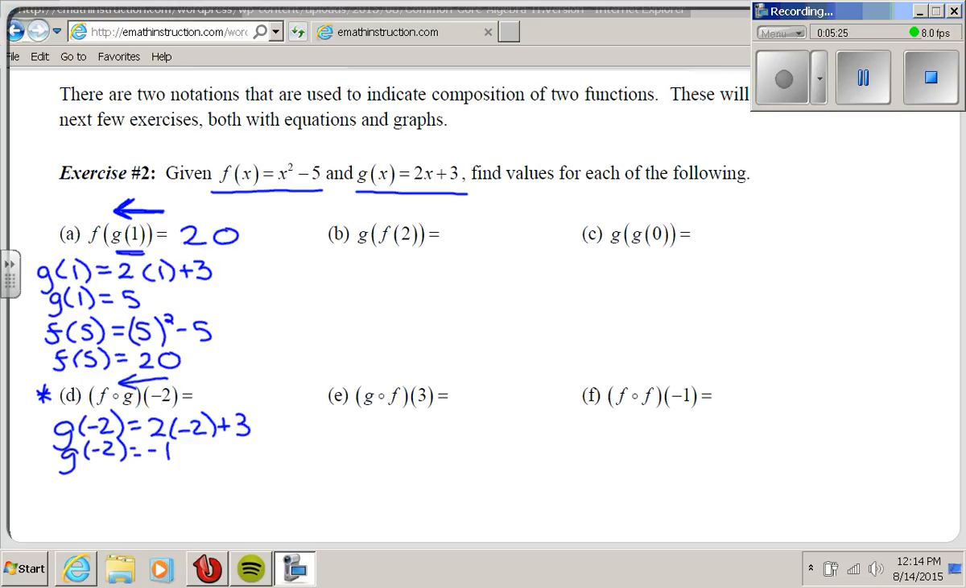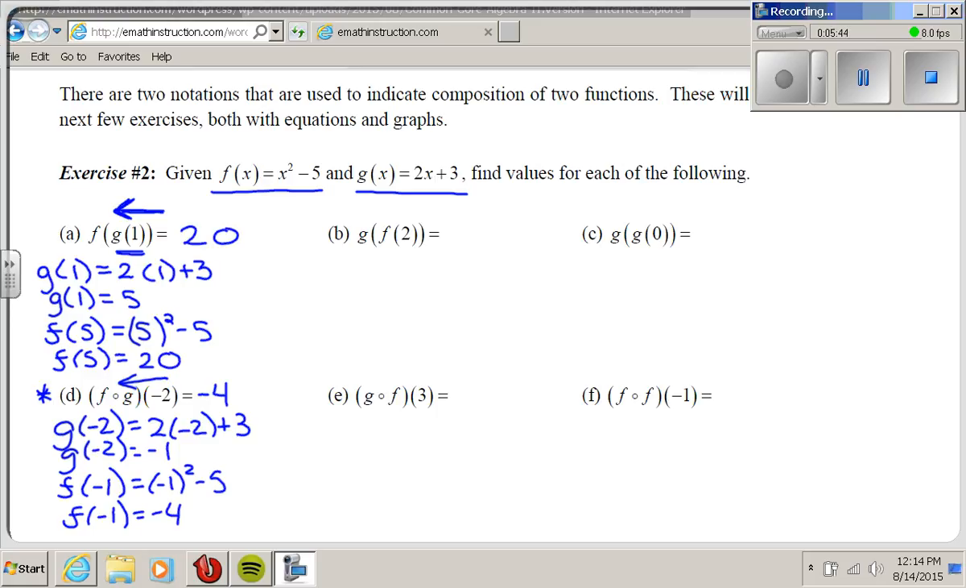We're using that output for my next function, f of negative 1. We plug that in. Remember, when you square a negative, it becomes positive. Negative 1 squared is positive 1 minus 4 is negative 4. So f of g of negative 2 is negative 4.